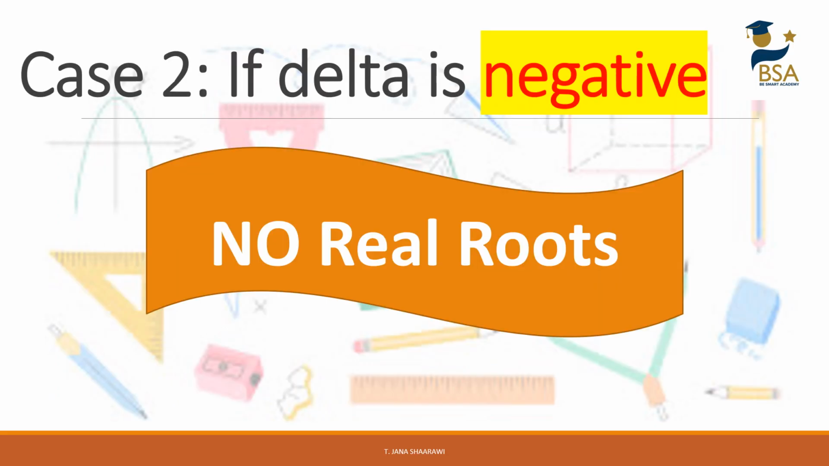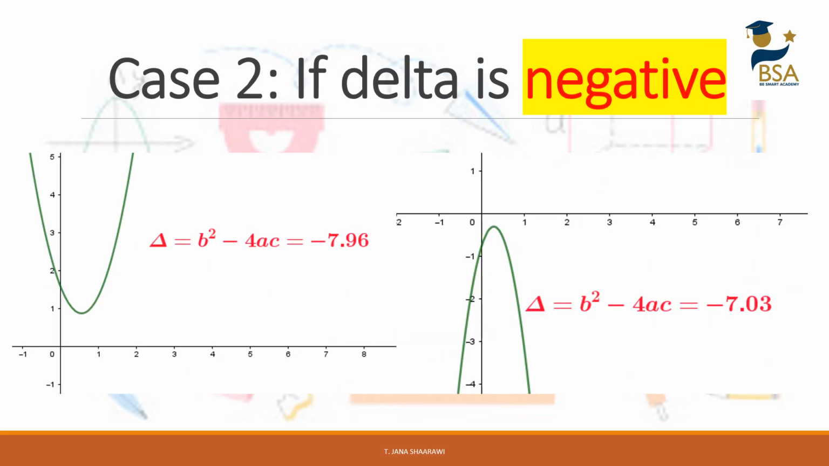Now if delta is negative, we don't have any real roots. Graphically, the curve here, as you can see, doesn't make any intersection with the x-axis. So there are no real roots. That's why delta is negative in the first example. And in the second example, delta is also negative. So as you can see, the green curve doesn't intersect the x-axis. So there is no point of intersection between the curve and the x-axis, and we don't have any real roots. So when delta is negative, no real roots, because there is no intersection between the curve and the x-axis.